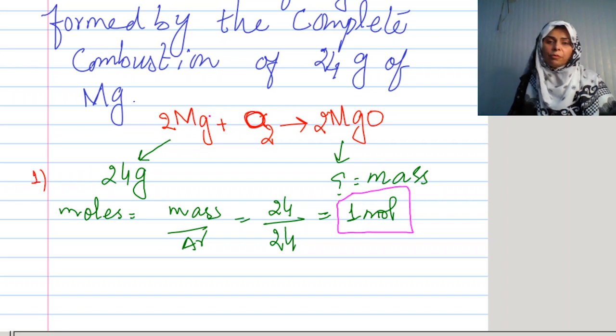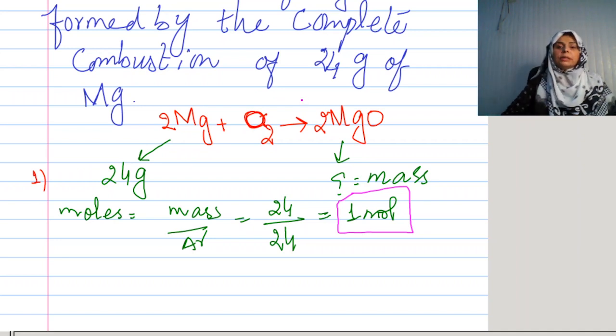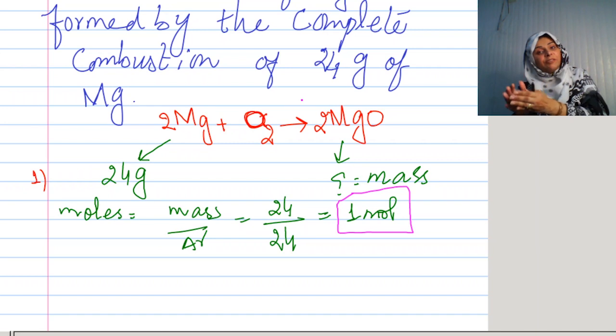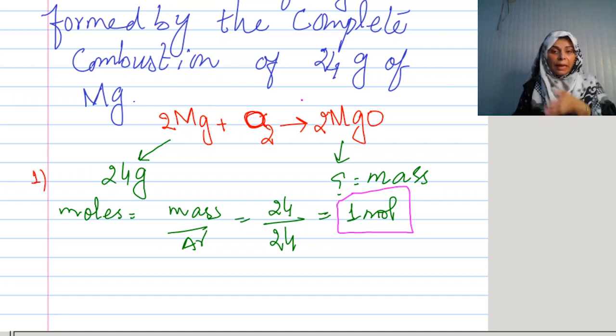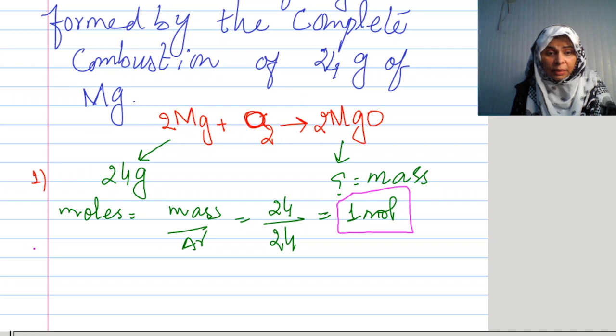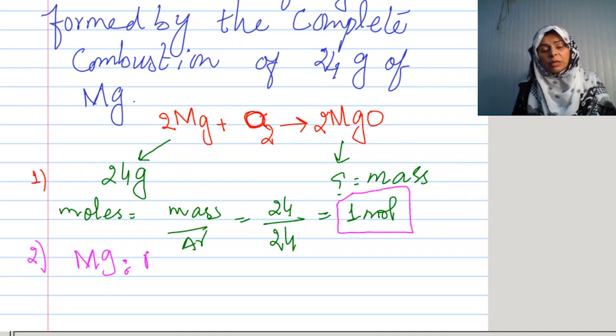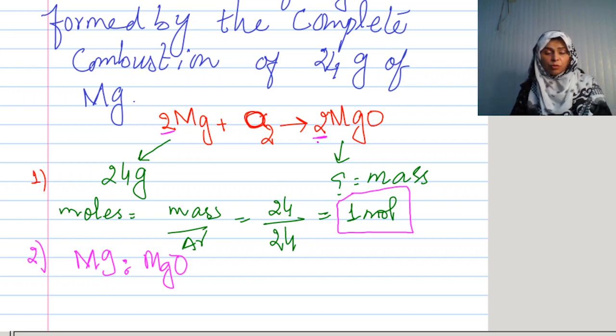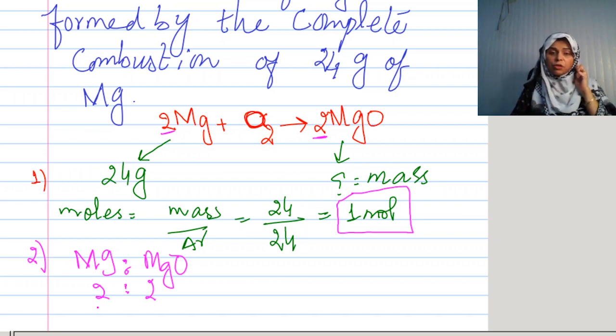In the second step, we have to calculate the moles of magnesium oxide. Always remember, whatever we have to find out, the mass or the volume of a compound, in the second step we find the moles of that respective compound. So the second step is the ratio method, magnesium and magnesium oxide. We will take the moles from here. 2 moles of magnesium will form 2 moles of magnesium oxide.